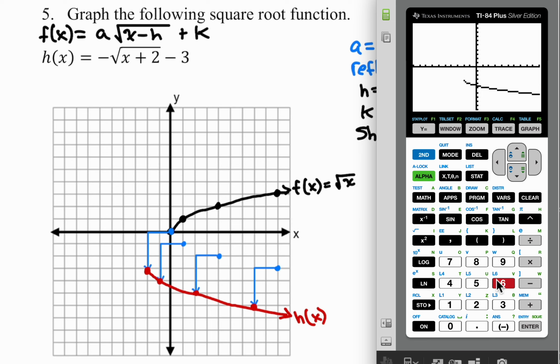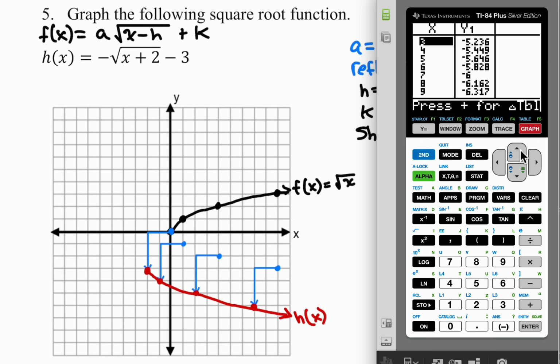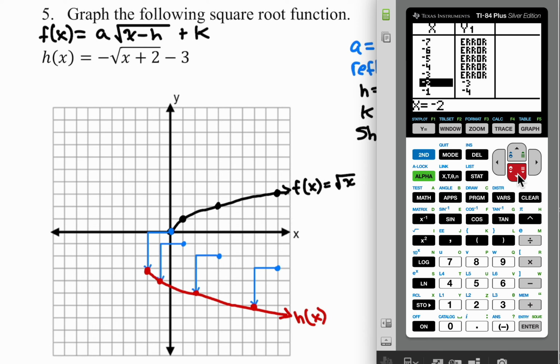But if you want to get points on paper, second graph brings you to the table. You see a bunch of errors. You want the first point after the errors stop. So (-2, -3), (-1, -4), ignore the disgusting decimals, (2, -5), (7, -6). And if you find any more, that's great, but the next one falls off the grid.